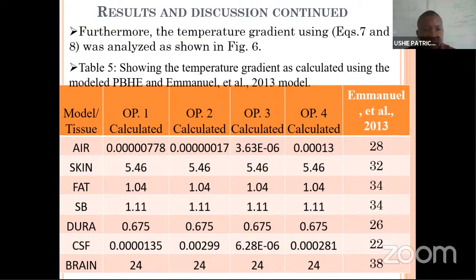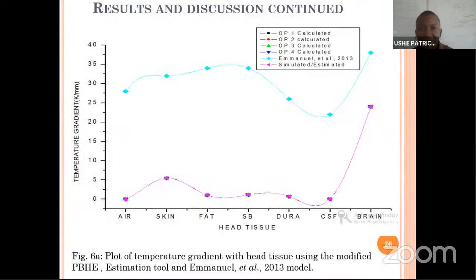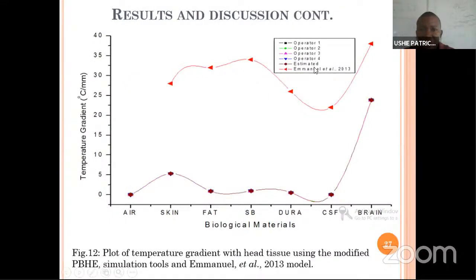So we discovered that in air, if you calculate using free space, which is air, we got this in skin, in fat, like that. The second operator is there, the third operator is there, the fourth operator is there. We now compared the work we have done with Emmanuel et al., who used the Fourier series, the computational method, to arrive at the result. So we arrive at this. For operators 1, 2, 3, and 4, our estimated result was in synchrony. We find it all lying within one plane.